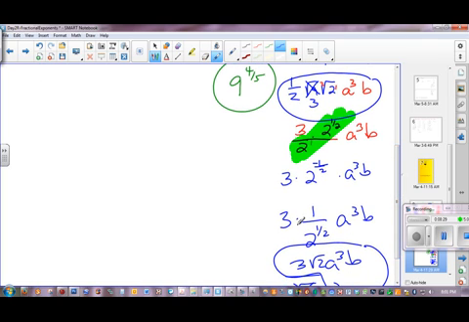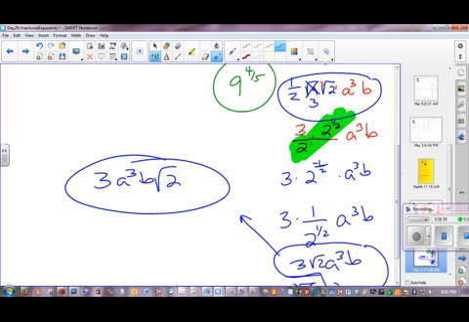We're always going to take anything that's under a radical and put it at the end. So we're rearranging this. We're going to put the radical 2 at the end. We'll have the 3 and the a cubed and the b all out front. There's our simplified version.